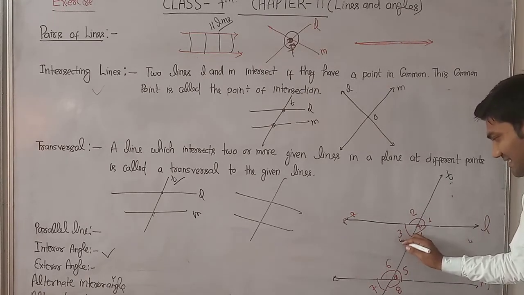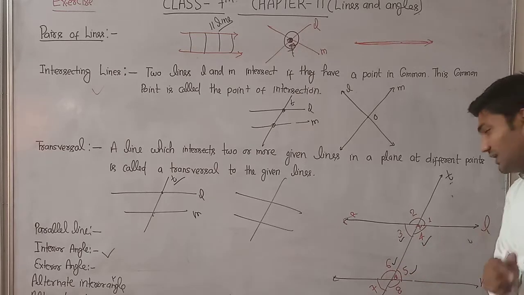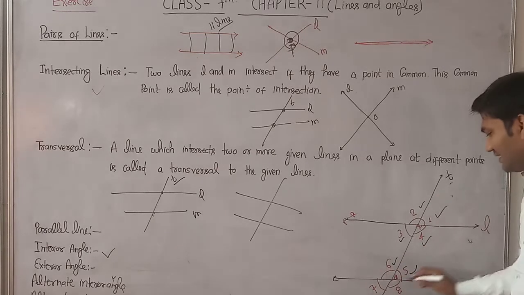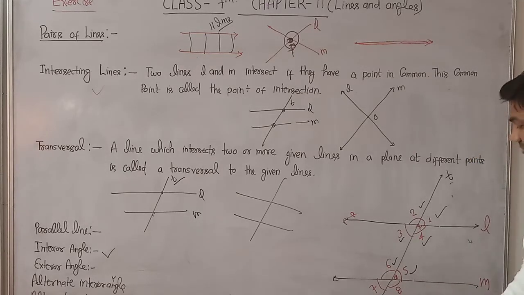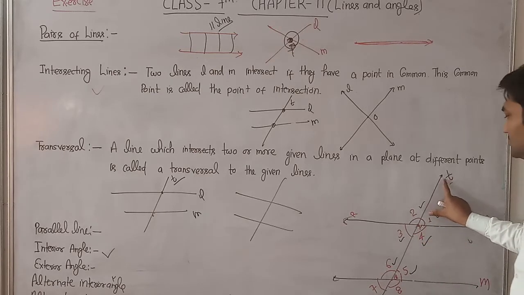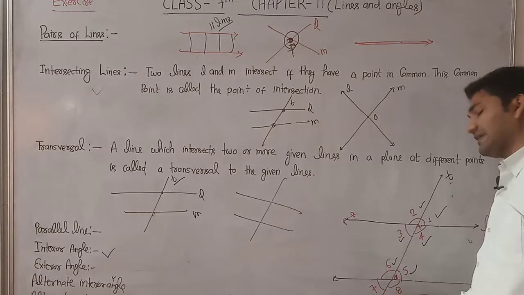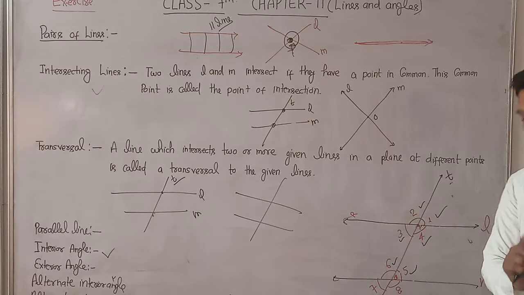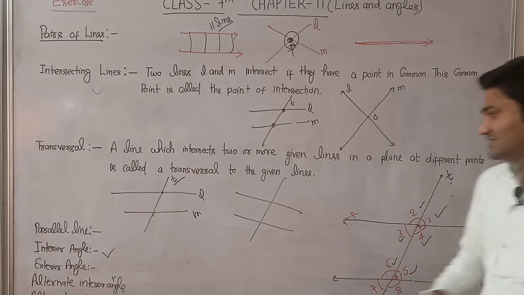Angle 3, angle 4, angle 6 and angle 5 are interior angles. But angle 2, angle 1, angle 7 and angle 8 are exterior angles because they do not include the PQ arm, which is only a transversal. So angles 1, 2, 7 and 8 are exterior angles, and angles 3, 4, 6 and 5 are interior angles.